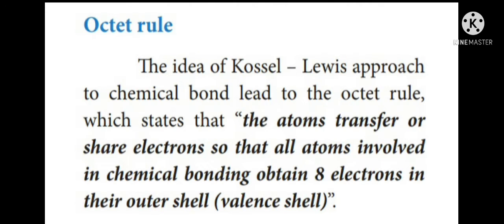Next, we will discuss the octet rule. Here, we have the statement for the octet rule. The atoms transfer or share electrons so that all atoms involved in chemical bonding obtain 8 electrons in their outer shell or valence shell.